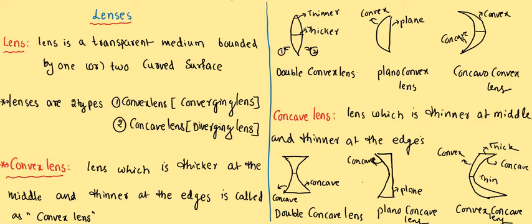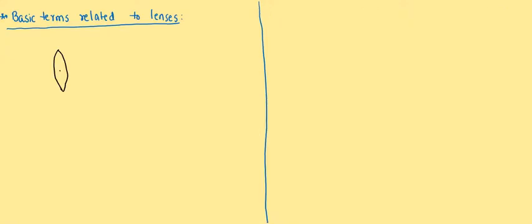Now I am going to explain some basic terms related to lenses. This is a convex lens. There is a point in the convex lens through which light passes without any deviation. That is said to be the optical center. Through that point the light passes without any deviation. And here, this is the point that is called the optical center. The first point is the optical center.